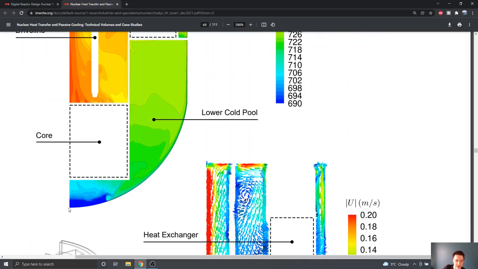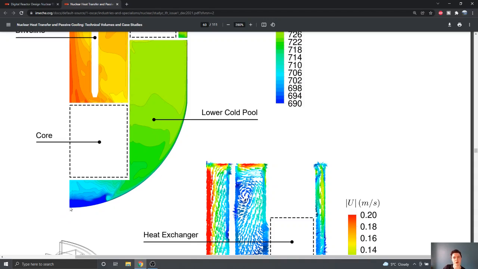And what you want to think about is that the temperature of this surface is going to be very cold. This is sitting in a pool of relatively cool water, and then you've got the hot core above it. So what happens is, as the flow is driven down, it's cooled continuously by the surface.